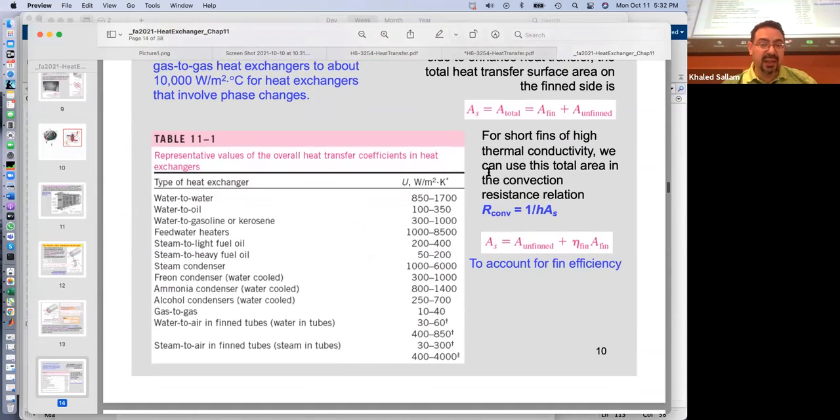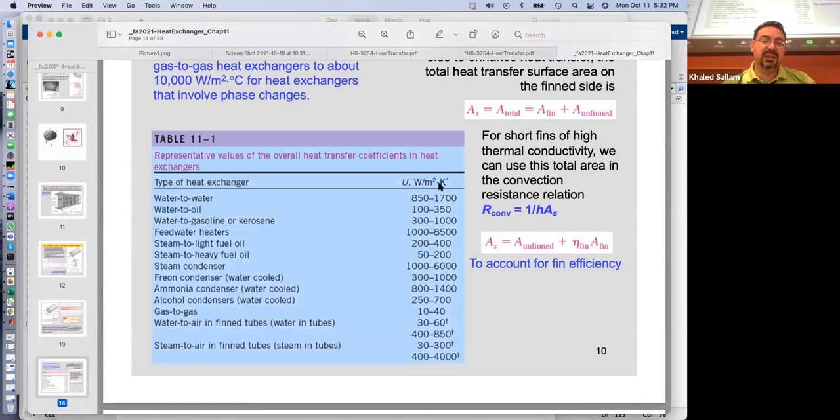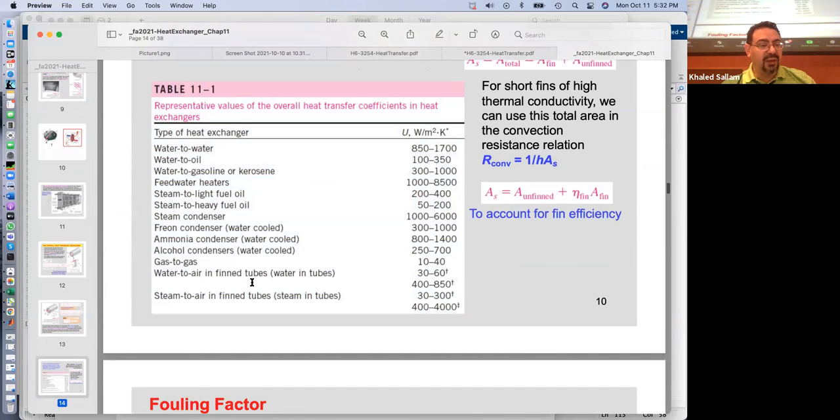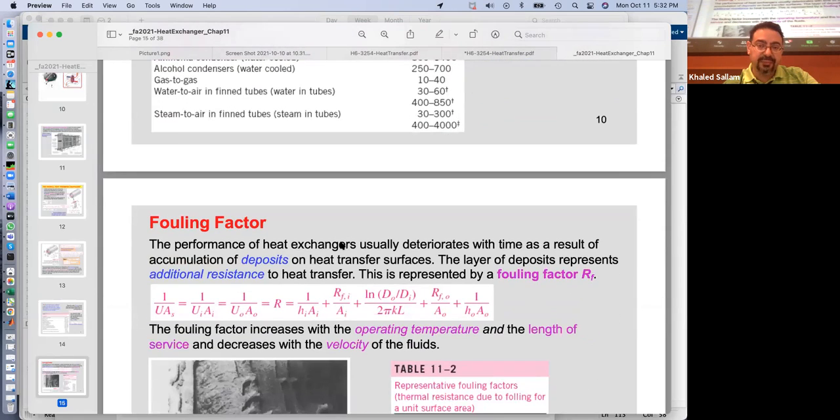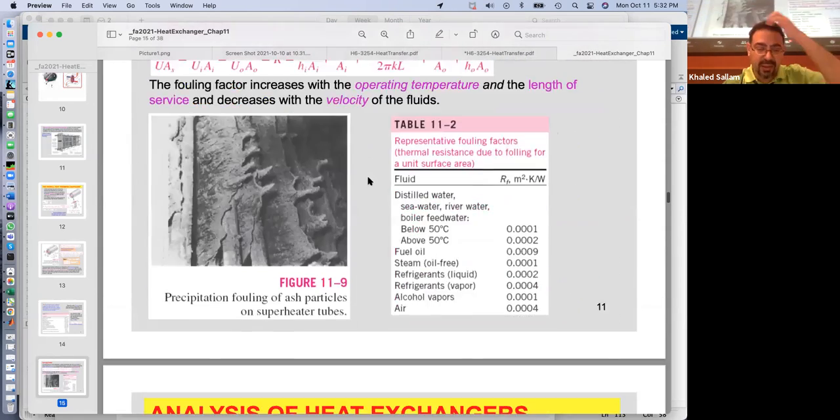So by the way, what is that? What's in this table? U values, right? But for different heat exchangers. The U for a feed water heater, that's your U. Steam to light fuel oil. Steam to heavy fuel oil. It's a big range, which is really annoying. Gas to gas heat exchanger. Steam to air in fan tube. So you can see how the range is really big.